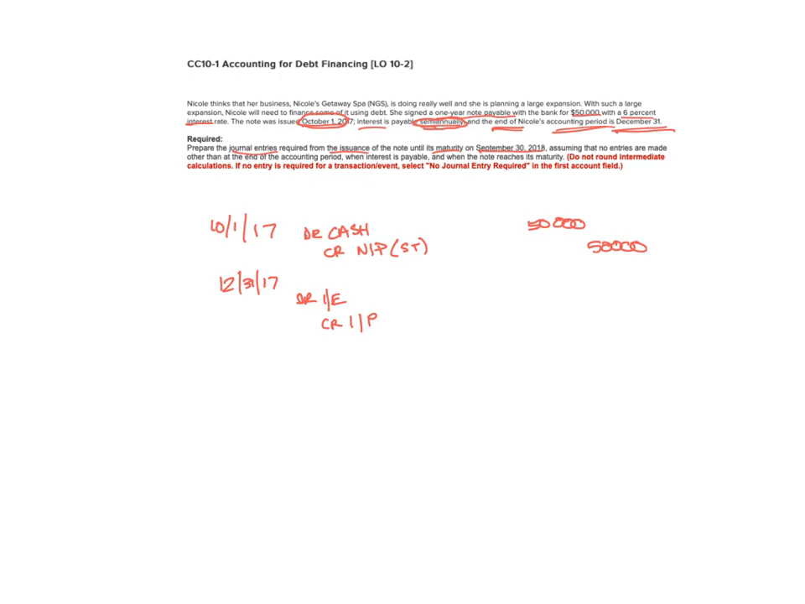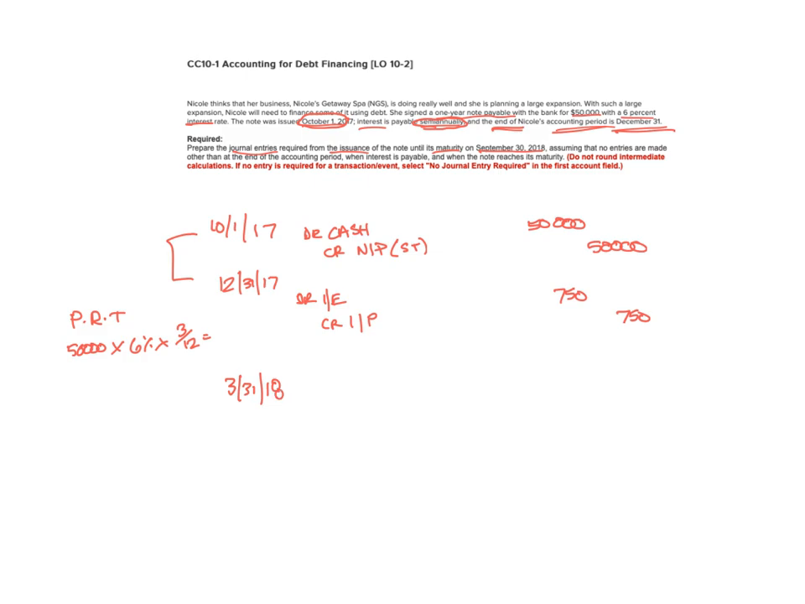And the amount, the calculation, is going to be principal times rate times time. Here, principal is $50,000. The rate given us as an annual rate is 6%. And the amount of time that's passed is between October and December 31st. So we have October, November, and December. So we've got 3/12. And this produces for us $750 as the amount of interest expense that we're going to accrue.